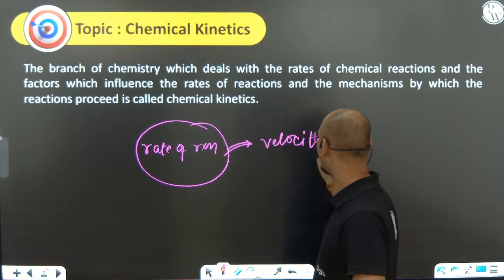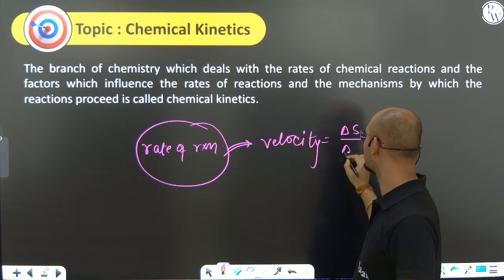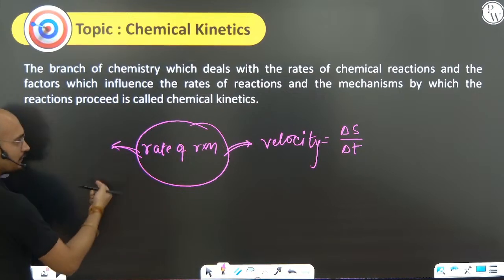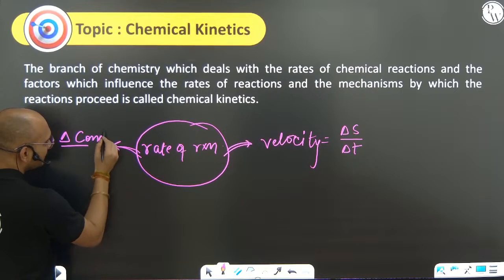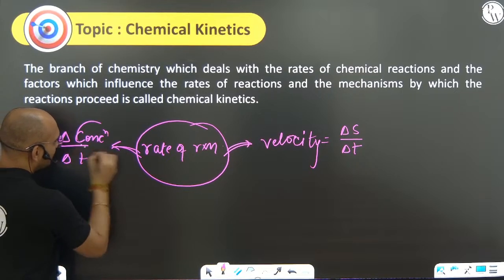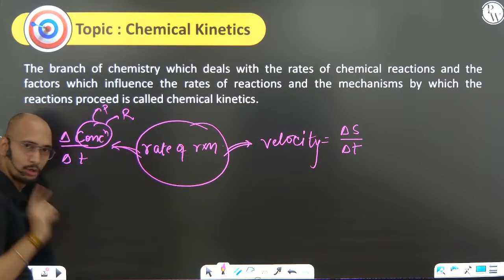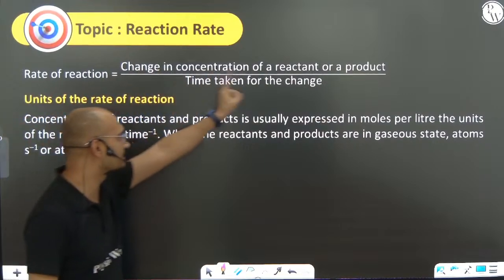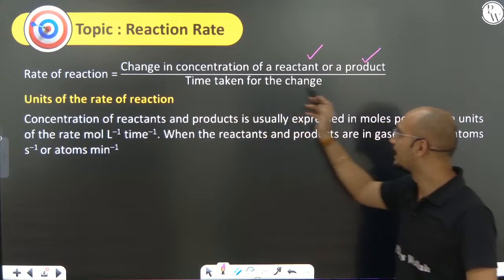Here velocity is change in distance by change in time. But rate of reaction will be change in concentration by change in time. Concentration can be of reactant as well as of product. So this is something that we are going to study. So rate of reaction equals change in concentration of a reactant or product by the time taken for the change.